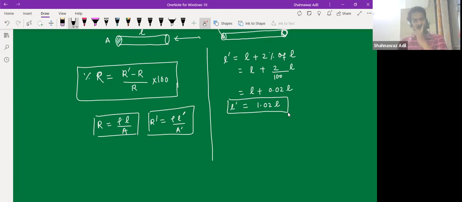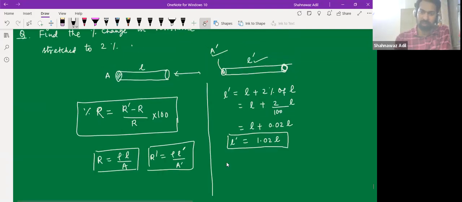Okay, and how can we get this area, Shavit? If you can unmute yourself, how can we get area prime? So area prime we have to figure out. If we get this, then we can calculate this resistance prime. So how can we calculate this area prime? So that we have to check.